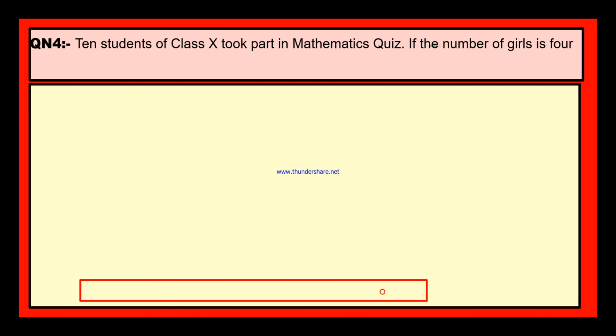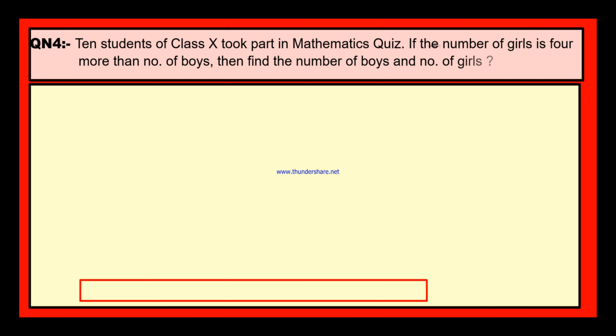If the number of girls is 4 more than the number of boys, then find the number of boys and the number of girls in the class. I shall repeat. 10 students of class 10 took part in a mathematics quiz. If the number of girls is 4 more than the number of boys, then find the number of boys and the number of girls. Here, let us look at the solution.